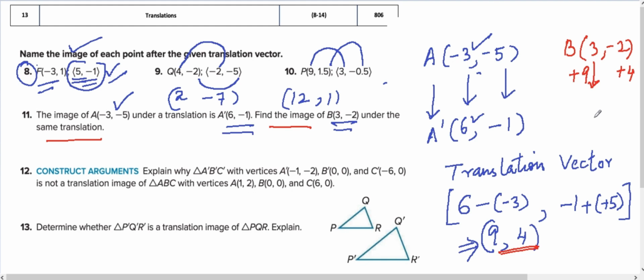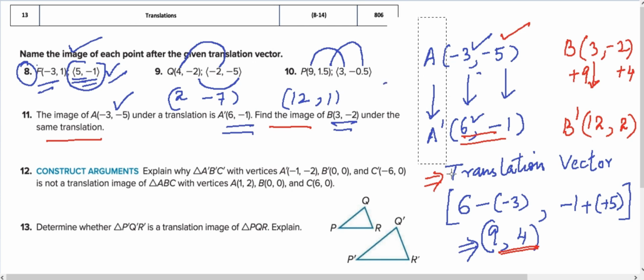What I will get? I will get 12 and 2. 4 minus 2 is 2, so this is your B dash. So whenever they're asking to find the translation vector, just subtract image coordinates minus pre-image. Pre-image means original. So this is your question number 11.